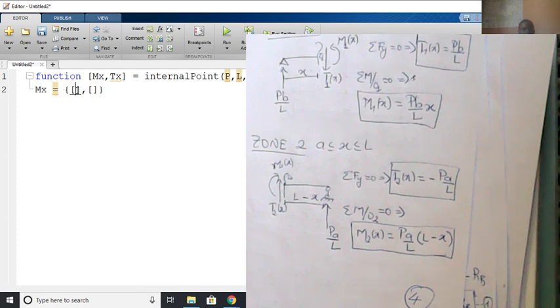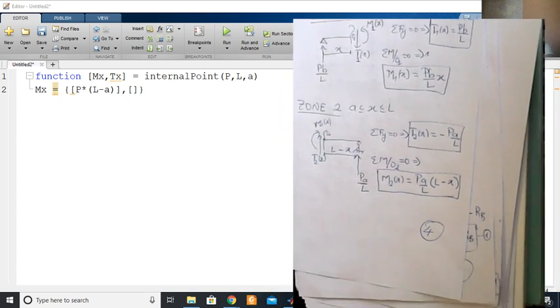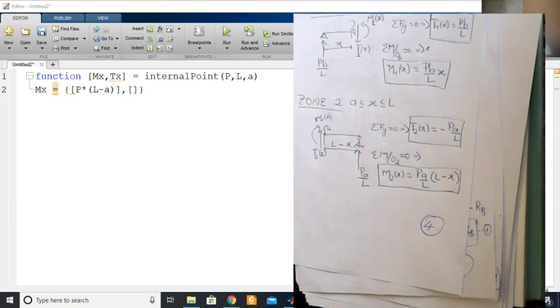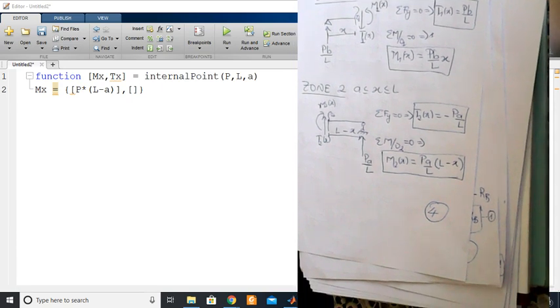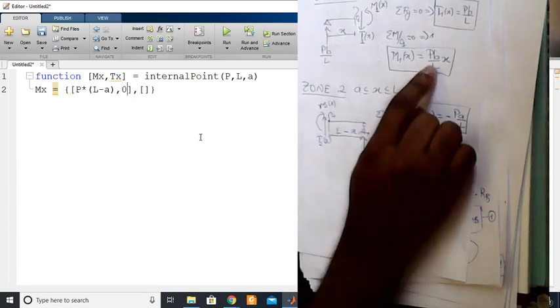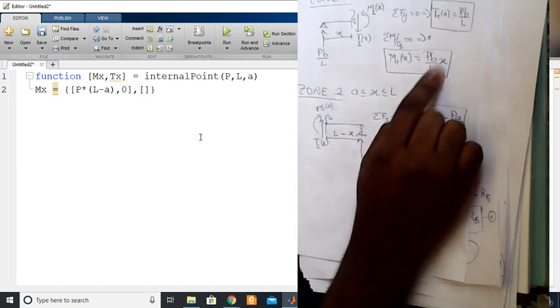Alright? So my first zone moment here will be P times B. Now, B here is what? B is L minus A, okay? So it will be P times L minus A. Here, as you can see, we have A, we don't have B. Then comma, 0, okay? Because we have a term in X, but we have no constant.